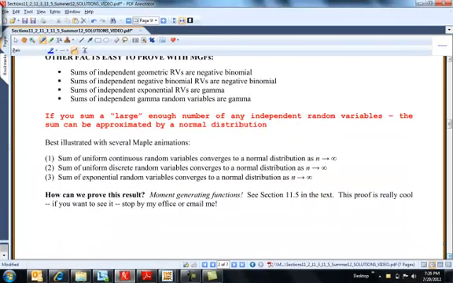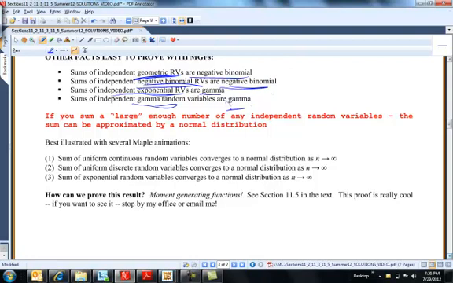Okay, and there's lots of other nice facts. I just gave you some. The sum of independent geometrics is negative binomial. Geometric is the number of trials till the first success, and negative binomial is the number of trials to the rth success. So if you sum geometrics, it's not surprising you get negative binomial. The sum of negative binomials is negative binomial. The sum of independent exponentials is gamma. The sum of independent gammas is gamma.